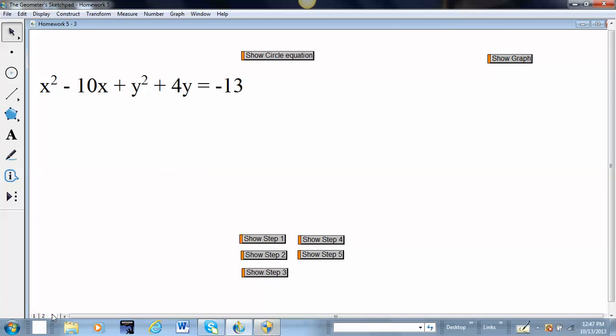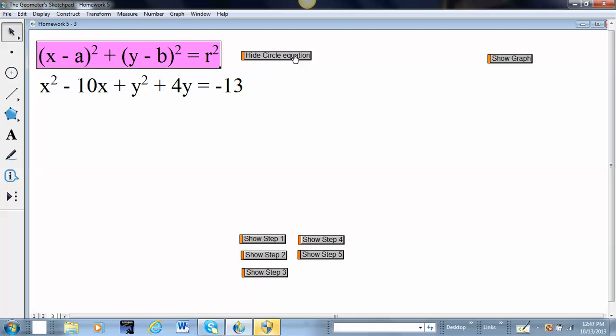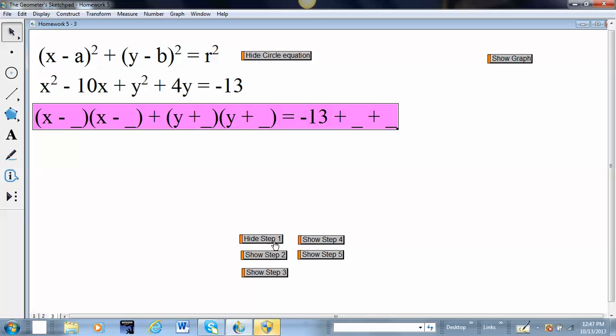But it doesn't have to only be parabolas. Here we have a circle graph, or circle equation. This is our standard form for a circle. Basically, because we have two quantity squares here, we're going to have to complete the square twice. So we're going to do x minus something times x minus something, and then we have another set of completing the square over here, y plus something times y plus something, and then we have two spaces on the right side because we're going to add two numbers to the negative 13.